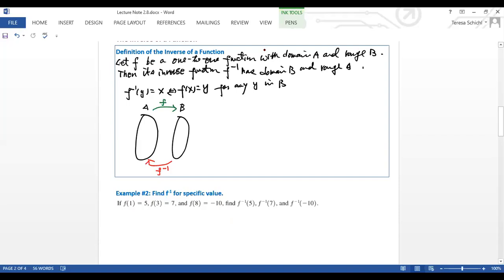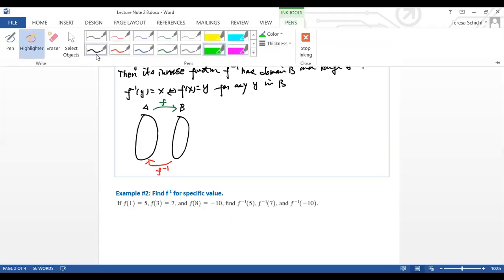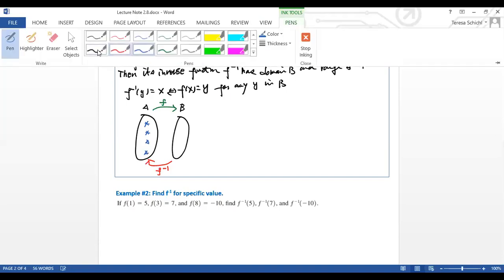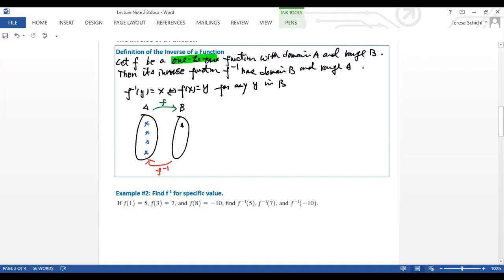Okay, let's take a look at why the one-to-one is important here. So if you take a look here, let's say I have 1, 2, 3, 4, and here I have 1, 2, 3. Okay, so now for the f function, we can define it like this.